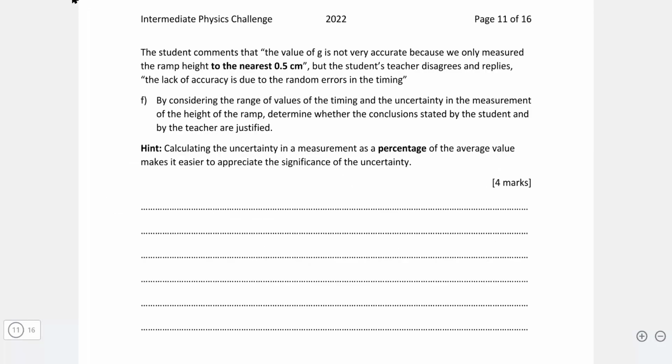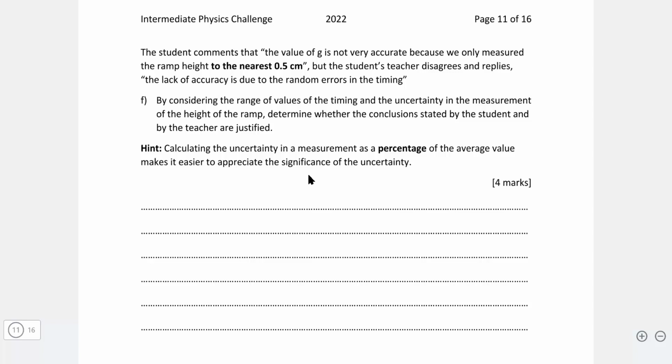Okay, next one, the student comments the value of G is not very accurate, but we only have measured the ramp to the nearest half a centimeter. But the student's teacher disagrees and replies the lack of accuracy is due to the random errors in the timing. By considering the range of values of the timing and the uncertainty in the measurement, determine whether the conclusions stated by the student or by the teacher are justified. We have some hints to calculate the uncertainty in a measurement as a percentage of the average value, making it easier to appreciate the significance of the uncertainty.